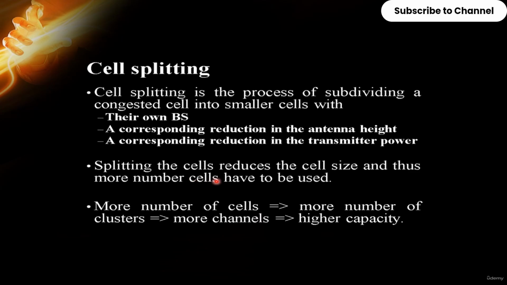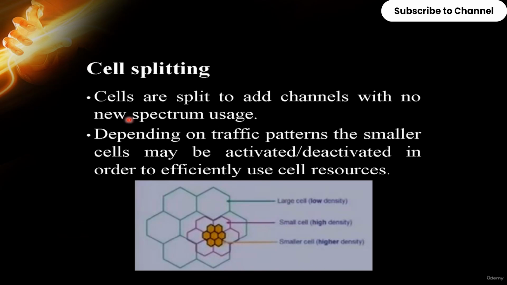Splitting the cells is needed, which reduces the cell size so that a larger number of cells can be utilized. If the number of cells is increased, the number of clusters is increased, and more channels will be there, which will provide higher capacity to each user. So the cells are split to add channels with no new spectrum usage. And depending on the traffic pattern, the smaller cells may be activated or deactivated based on the use of resources.